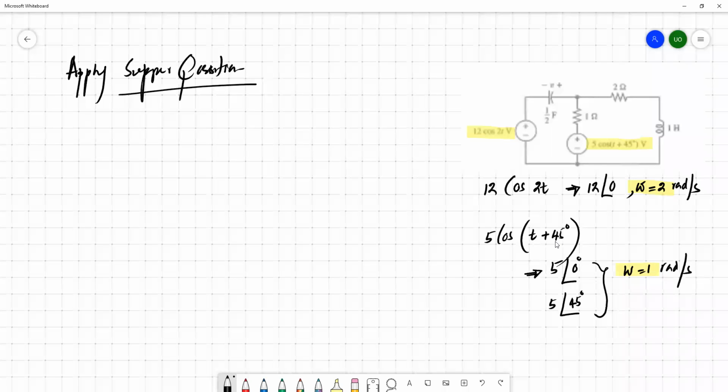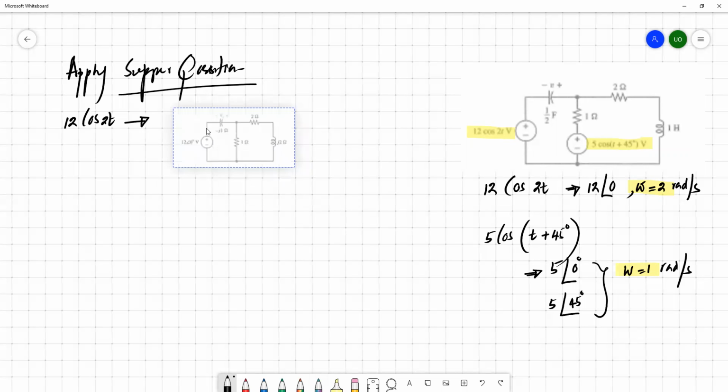So apply the superposition theorem. It means take one source at a time and evaluate the response, and then later on you can add the responses together to get the final response. First take source 1, 12 cos 2t. You can take 12 cos 2t first and convert everything into phasor. So then it's something like that. See, we convert this circuit.